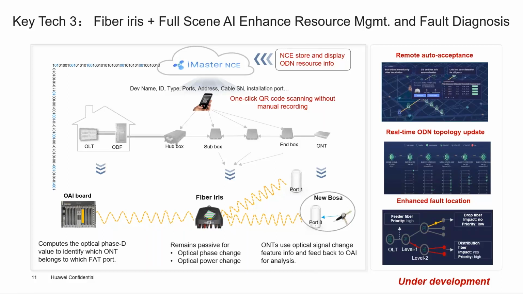So we can easily detect the change of ODN network from OLT and ONT and display them in NCE. Also, our AI capacity and fault mode library can help remote acceptance, update the topology, and locate fiber faults automatically. The corresponding products are under development and will be available soon. Let's look forward to it.